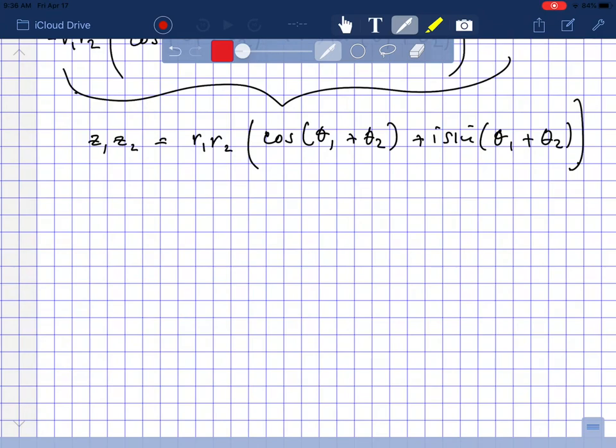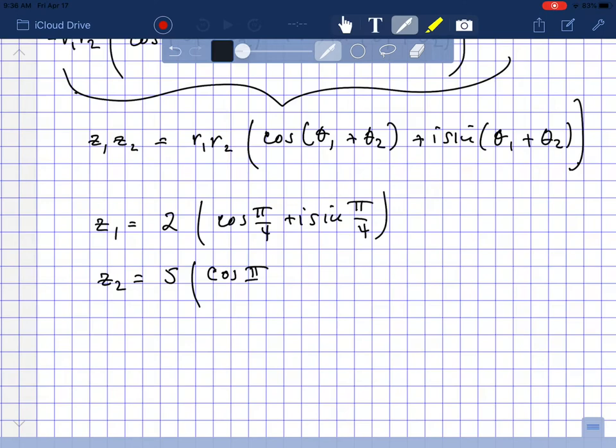All right. So let's look at an example. Suppose we have complex numbers z sub 1 equal to 2 times the cosine of pi over 4 plus i times the sine of pi over 4, and z sub 2 is equal to 5 times the cosine of pi over 6 plus i times the sine of pi over 6.